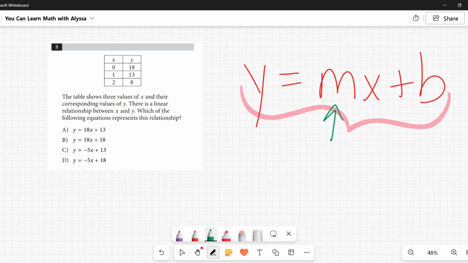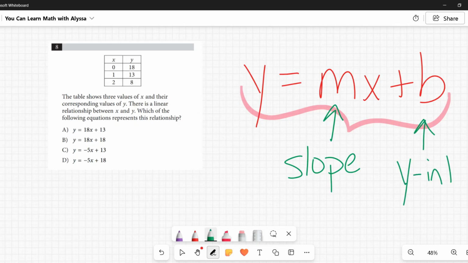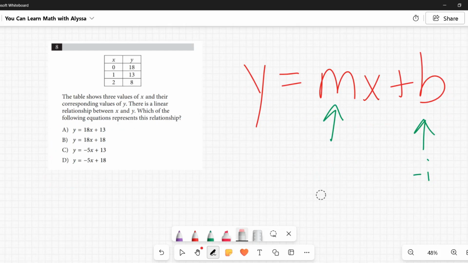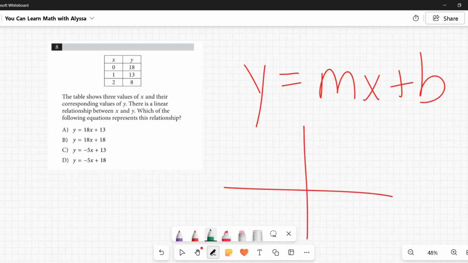It's called that because the m here is going to be just a number, and that number will be your slope. The b is also a number, and that's going to be your y-intercept. And if you look at our answers, all 4 of them are in this format: y equals, and then everything else is on the right-hand side. So we need to figure out what the slope and the y-intercept is for this line.